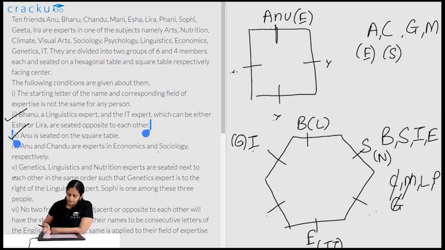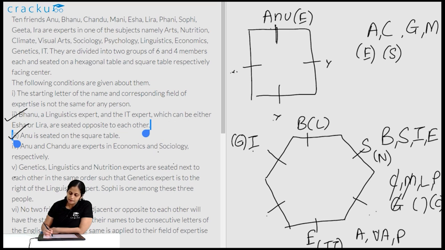So Leera and Funny, there is no restriction as such. Funny does climate. What else is left? Arts is left. Nutrition is done, climate is done, visual arts is left, sociology is done, psychology is left, linguistics is done, economics is done, genetics is done, IT is done. So one of Geeta, Mani and Leera are either arts, visual arts or psychology.